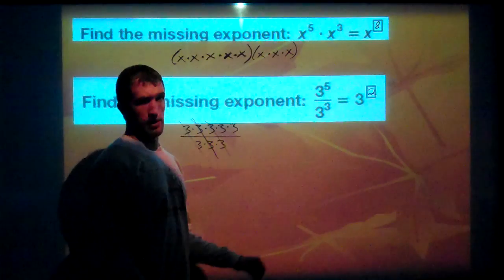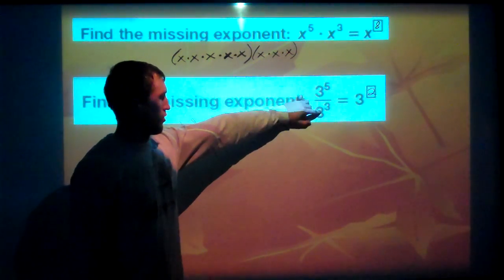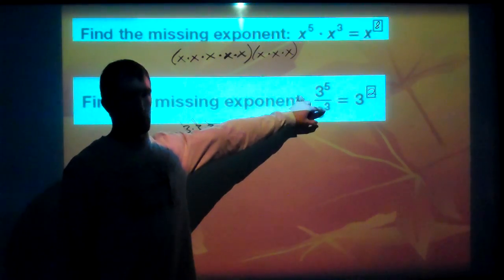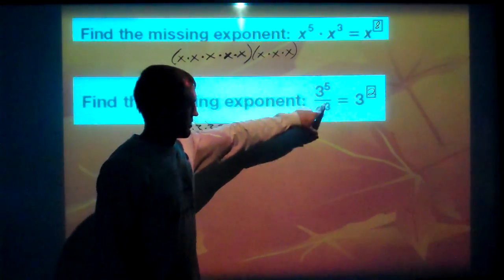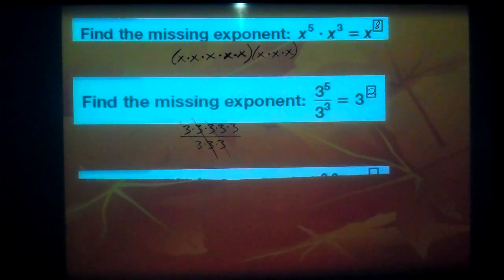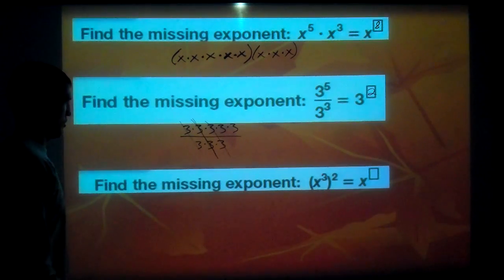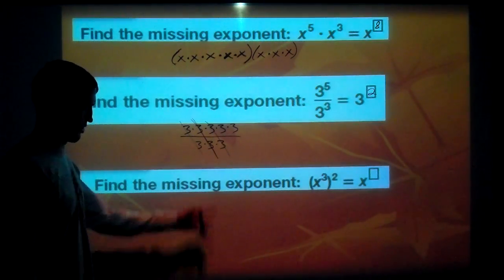When we were dividing with the same base, 3 and 3, 3 to the 5th over 3 to the third, we can subtract our exponents. 5 minus 3, and we got 2. That's our other shortcut we can use. And here's our last scenario. I'll put it down here.